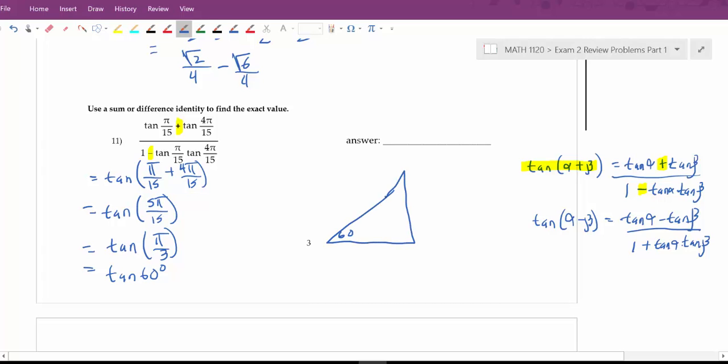Here's 60, here's 30, here's 90. So it goes 1, 2, square root of 3. The tangent is opposite over adjacent, so it would be square root of 3 over 1. That means the answer to that problem is square root of 3. Now you could also go to the unit circle and just do y over x if you want to get the answer. All right.